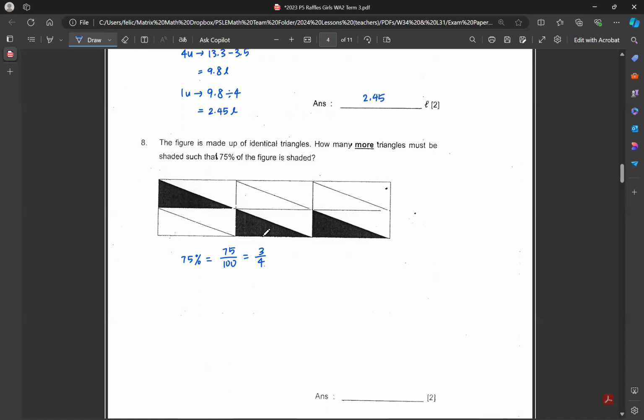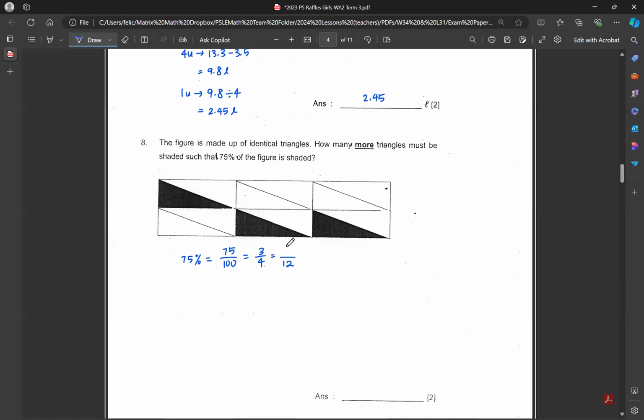Now, if you look at the whole figure, you will need to count how many triangles are there all together. All right, so 2, 4, 6, 8, 10, 12. There are 12 triangles all together. So what you need to do is, in order to figure out to be 3/4 shaded, you can go on to make your denominator here into 12 so that you can correctly link it back to the 12 triangles to figure out how many more to shade. It will be the easiest way to solve from here.